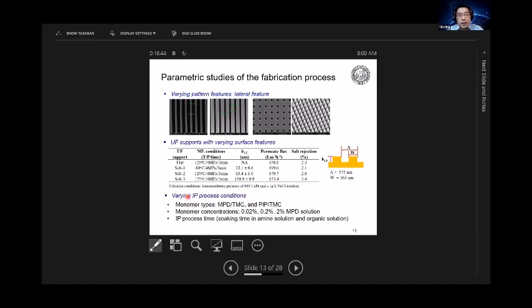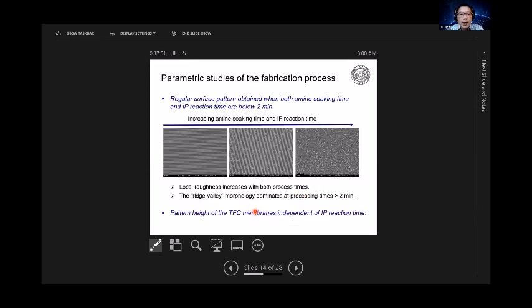And you can control the IP processing condition; we did this using different monomers and different monomer concentrations. Again, these are commonly used by most people looking at the IP process. And then we're looking at even different times. The quick takeaway is that if you use the interfacial polymerization time too long, the nodular structure will take over and your pattern is completely masked. But if you stay at a shorter reaction time, it's no surprise that most people use shorter than 2 minutes. Sometimes 1 minute works reasonably well.